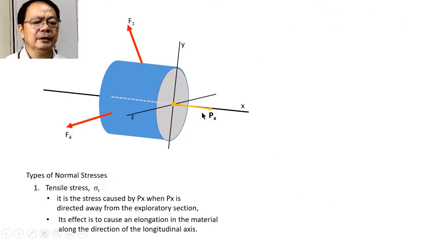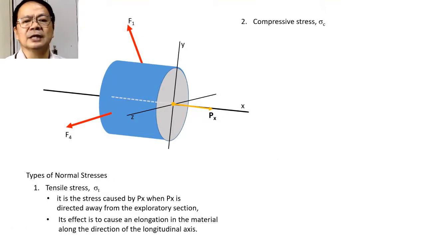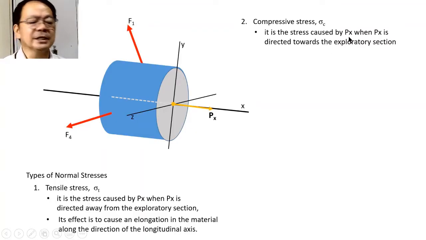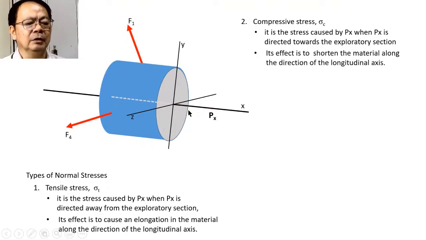The second type of normal stress is called the compressive stress, and this is given by the symbol sigma sub C. The C is used to differentiate it from T, as this is caused by a compressive load. So what is this compressive stress? It is the stress caused by P sub x, the same force, when P sub x is directed towards the exploratory section, gaya ng ipinakita dito. Yun yung load that will cause the compressive stress.